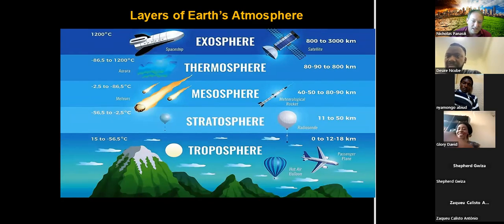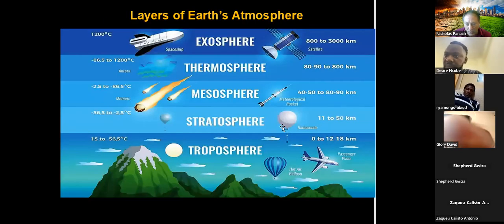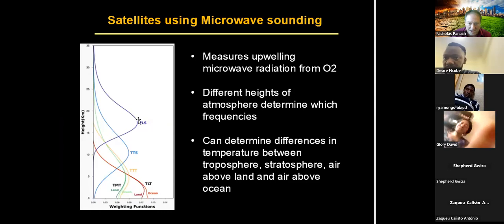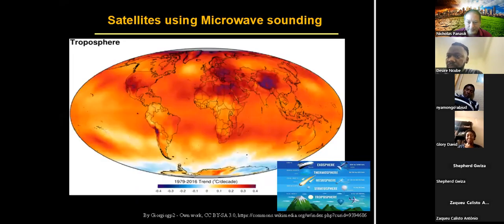Now let's move down a little bit. Remember, with our microwave sounding, we can go into the troposphere, right? Our troposphere is anywhere below the stratosphere, which is this main signal. So we have a number of different signals that can tell us about the troposphere. And here's microwave sounding of the troposphere.